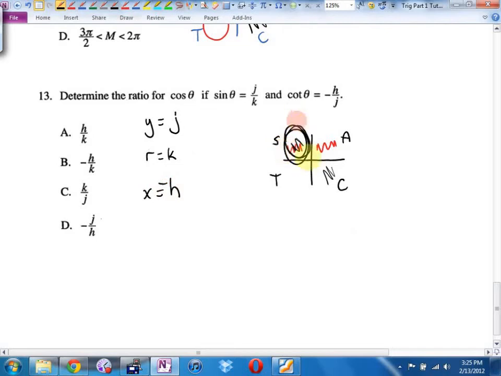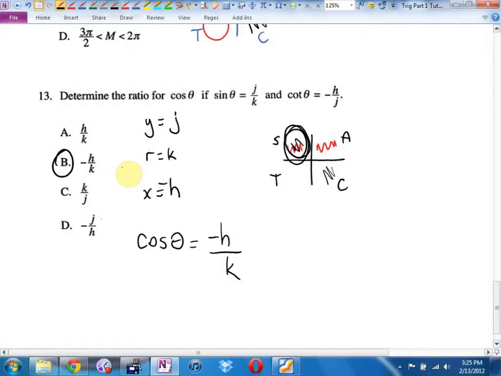And I'm above the x-axis, so I've got to be positive y. I'm to the left of the y-axis, so I've got to be negative x. Which trig function do you want me to find? Cos, Tyler, which is what? X over r. Got to be.